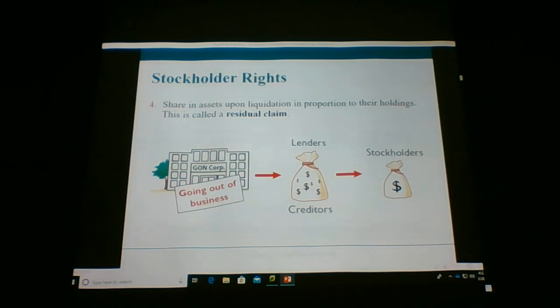All right, we have some stockholder rights that we need to talk about because we need to understand conceptually the difference between bondholders and stockholders without getting into too much detail. Okay, so we're talking about stockholder rights, and it says shares in assets upon liquidation in proportion to their holdings. So if you own 10% of a company and that company liquidates after they've paid off all of their debt, you would be entitled to the remaining 10% of assets. Residual claim means simply what is left over.